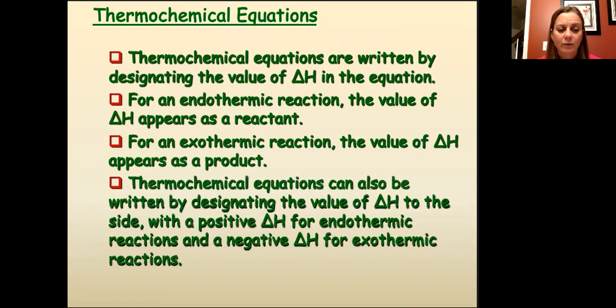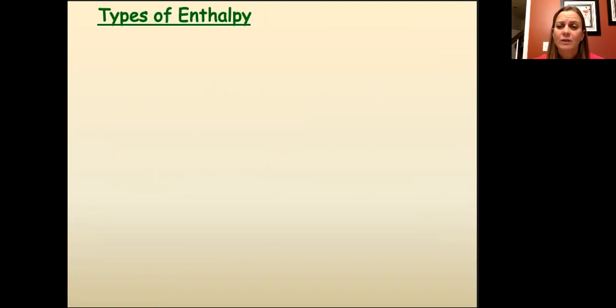We can also write a thermochemical equation by designating the value of delta H off to the side. When we do that, we use a positive number for endothermic and a negative number for exothermic reactions. Okay, so we've talked all about enthalpy, and enthalpy in its most generic form is the energy given off in a chemical reaction. But we kind of talk about different types of enthalpy.